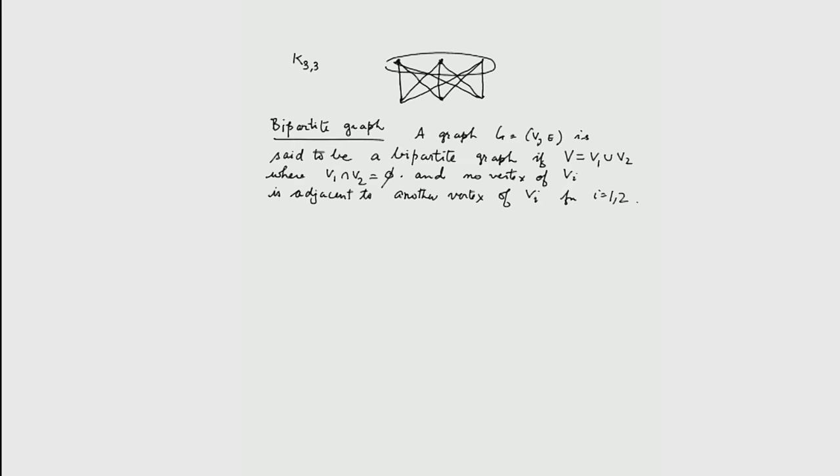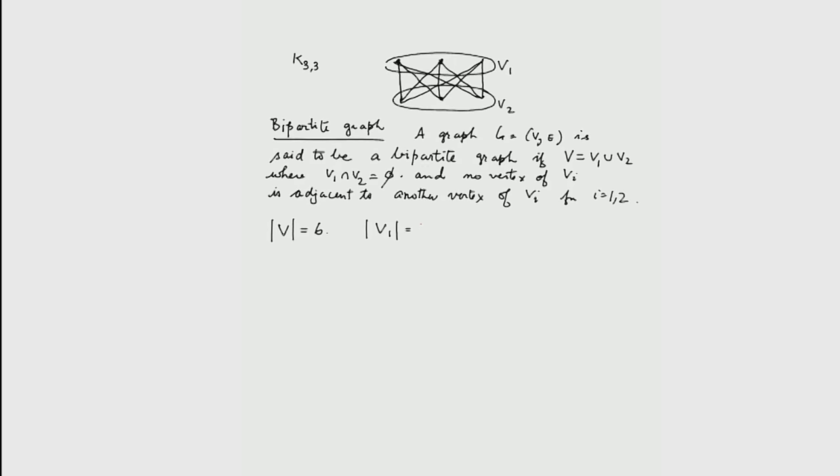So, now when we look at this graph, which we denote as K33, we see that the three vertices over here are not adjacent to each other, and the three vertices over here are not adjacent to each other, whereas there are edges from one subset to the other. Now, this graph K33 is something more. Here, the cardinality of the set of vertices is 6, and the cardinality of V1 is equal to the cardinality of V2, which is equal to 3. And we note that each vertex of V1 is connected, or adjacent, to each of the vertices of V2 and conversely.